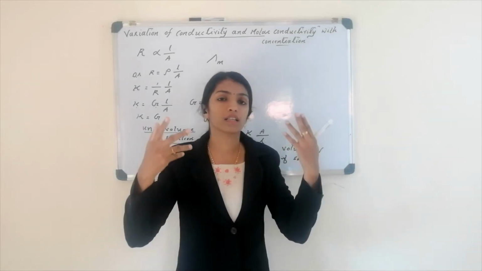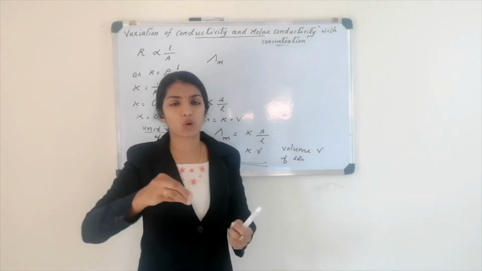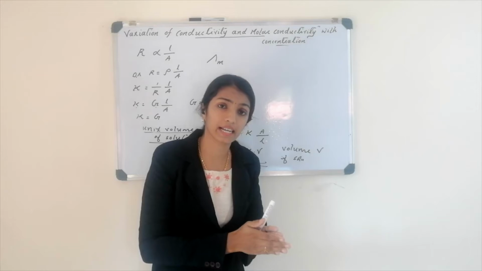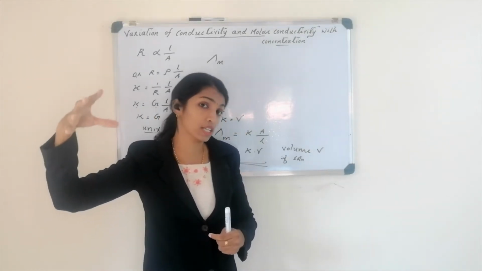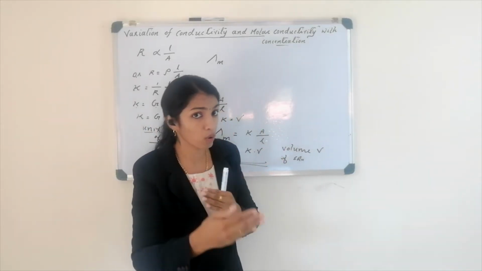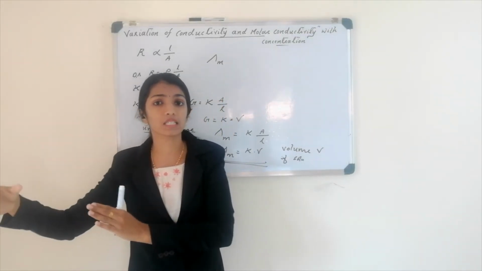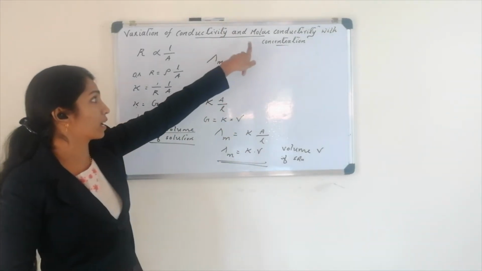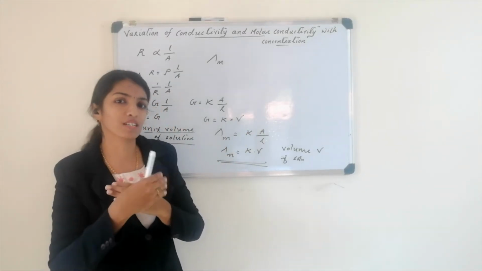If we consider the strong electrolyte and also the weak electrolyte, the same happens. As concentration increases, the conductivity value increases. As concentration decreases, the conductivity value decreases. Because as concentration increases, the number of ions present in unit volume increases. Since ions are the charge carriers, current carriers, the conductivity value also increases. But when we consider molar conductivity, lambda M, the trend is reverse.